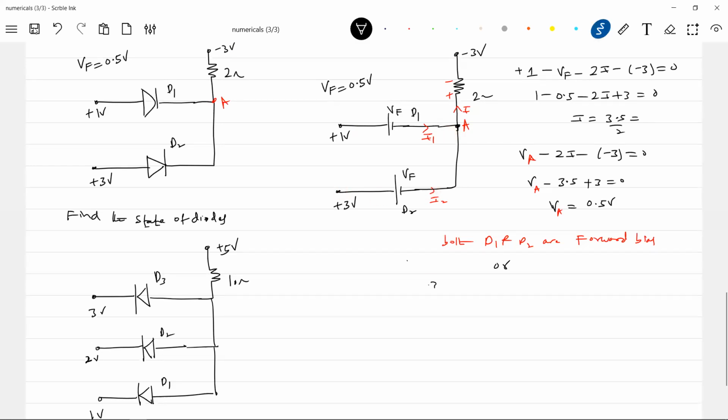In that case, what will happen? 3 volt minus VF, nothing wrong. This will be 2I dash, minus of minus 3 equal to 0. So 3 minus 0.5, 2I dash plus 3. I dash is equal to 5.5 by 2. Now who is correct?